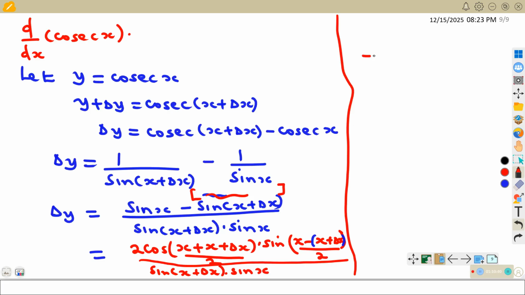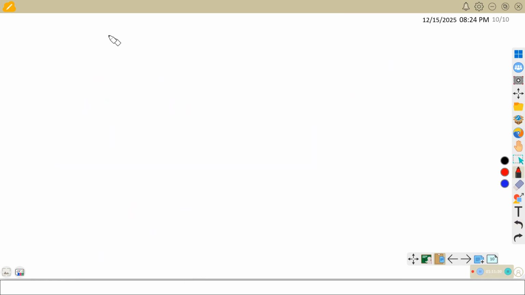So from that step, let us try to simplify this. This is 2 cos of x plus x divided by 2. That will be 2x divided by 2, which is x, then plus delta x over 2. Then this x and this x will cancel out, but we shall remain with minus delta x. So this will give us 2 cos of x plus delta x divided by 2.